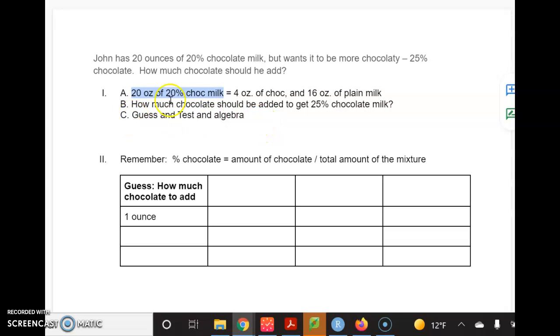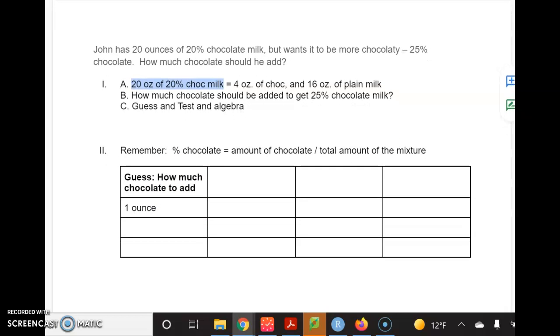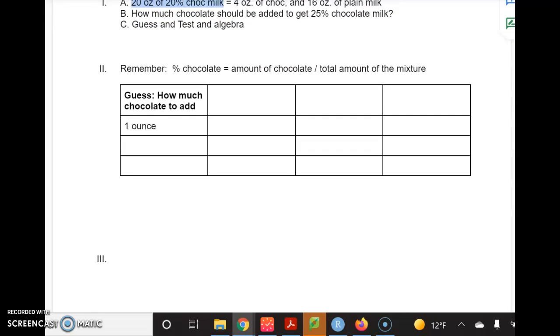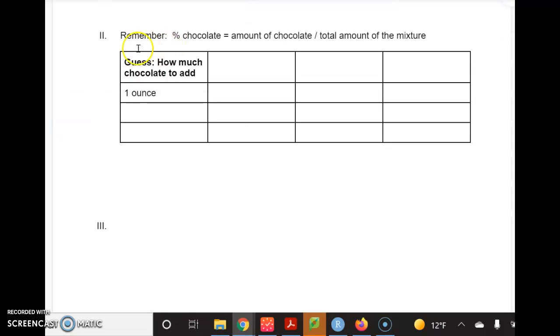And we want to know how much chocolate should be added to get 25% chocolate milk. So what we're going to do is use guess and test, and then you'll see we're going to follow up with algebra, because it's not really an easy problem to do with guess and test, but the guess and test actually gives you a formula. All right, so I'm going to scroll a little bit. So here's our table. Remember that the percent of chocolate is the amount of chocolate divided by the total amount of the mixture. So right now that's 4 divided by 20, and 4 divided by 20 is 0.2, 20%.